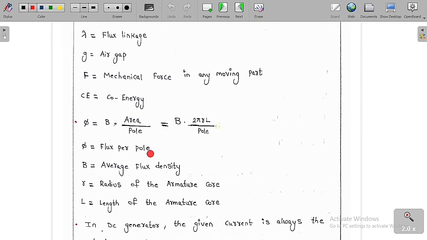So phi is called the flux per pole, B is called the average flux density, R is called the radius of the armature core, and L is called the length of the armature core. This is a very important formula: phi is equal to B into area per pole, where B into area is 2 pi r L by pole.